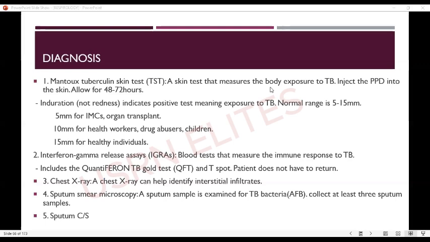Don't use one sample for the test. One is not recommended. Usually, it should be 3 samples. You take 3 samples on 3 different occasions or days to test for the TB, right?